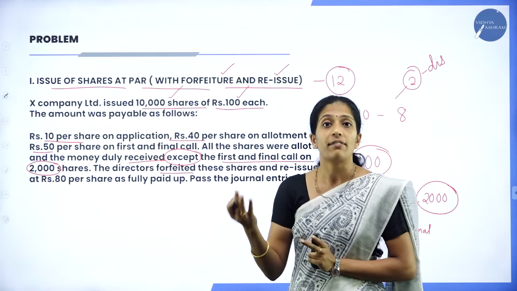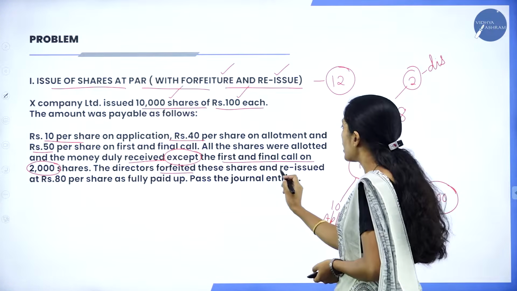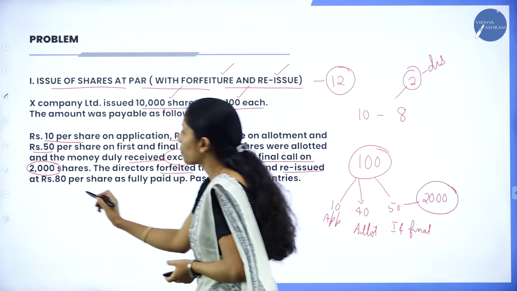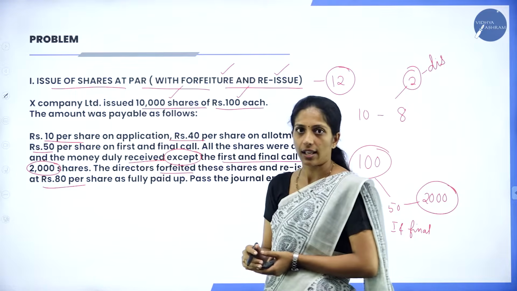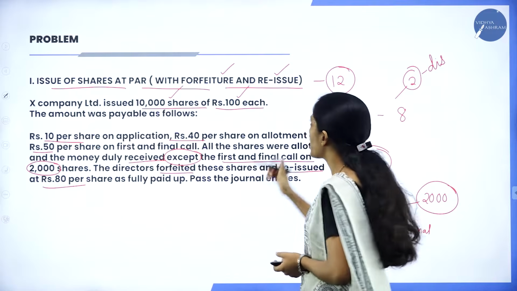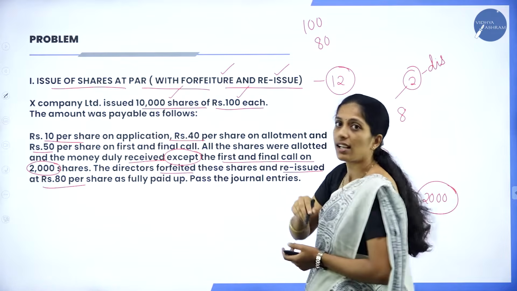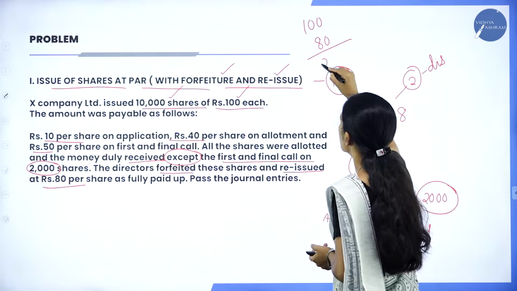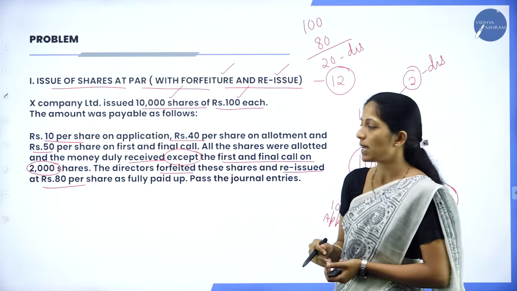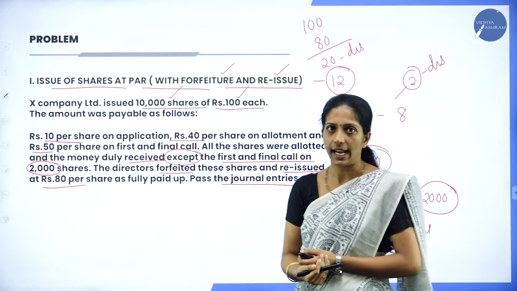In the sense they have decided to cancel those shares and reissue them. Again they reissued those 2,000 shares at rupees 80 per share. So the par value of the share is 100 rupees, and they are going to reissue at rupees 80. In the sense, 20 rupees is discount. So they are going to reissue at 20 rupees discount, as fully paid up. Pass the journal entries.